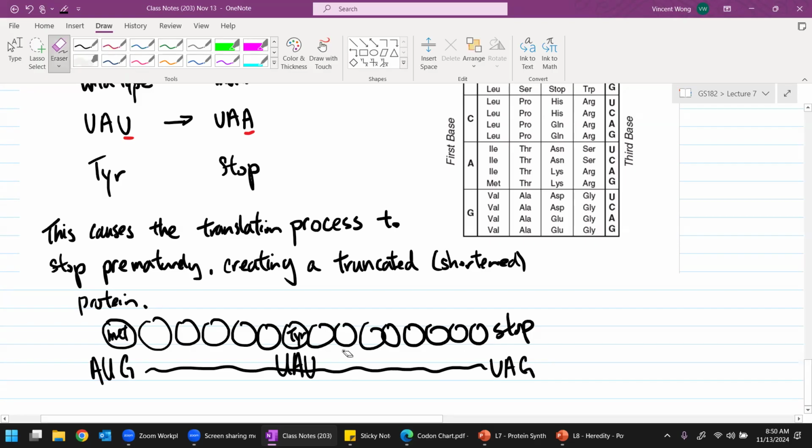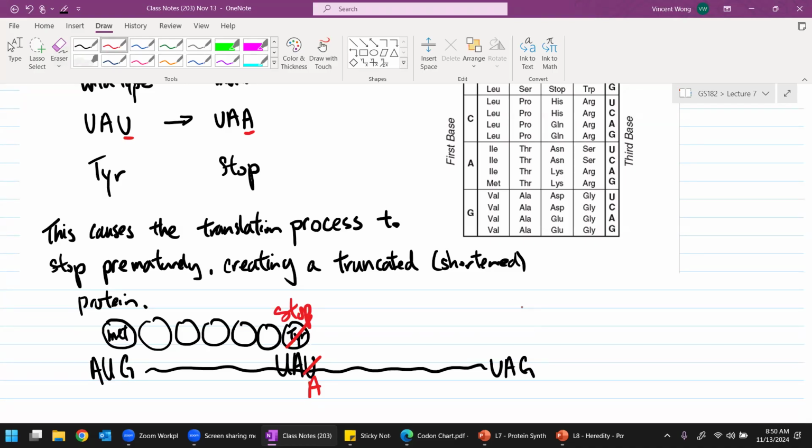Now we have a mutation. This becomes UAA. So when the ribosome comes and tries to build the protein, it will build MET and then amino acid, so on and so forth. And over here, as opposed to TYR, because it's a stop codon now, it's actually going to stop here, and the rest of it is not going to be translated. So the protein, instead of this long, is now this long. It's shortened, it's truncated. Is this going to have an effect? Yeah, right? You're missing half of the protein. That's a problem.